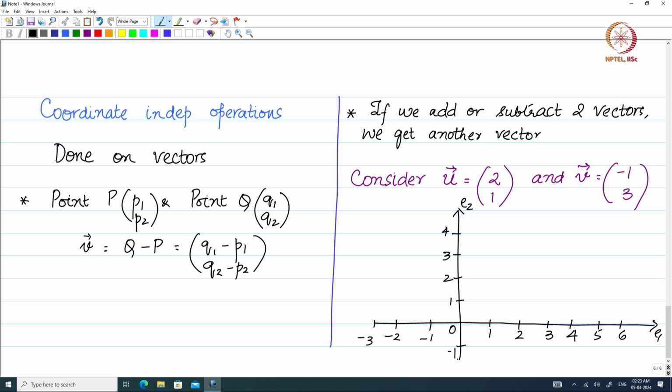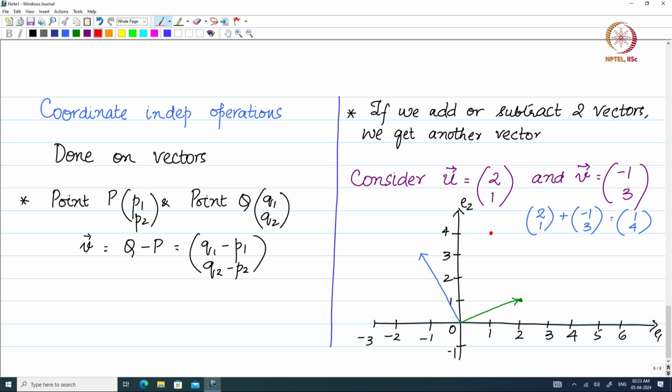Now, let us first mark the point, the vector 2 1. The vector 2 1 is going to be here, this is the vector 2 1, and the vector minus 1 3 is going to be here. Now, what we want is to add these two in the plain way, where we look at 2 1 plus minus 1 3. So, I am going to get 1 4, and 1 4 is basically this point that we have.